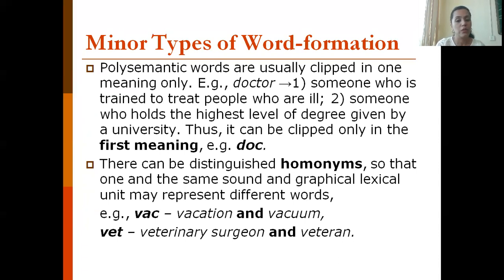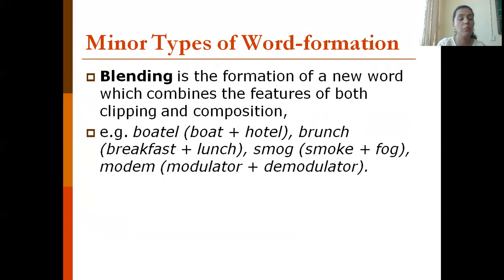There can be distinguished homonyms, so that one and the same sound and graphical lexical unit may represent different words. For example, vacation and vacuum, vet: veterinary surgeon and veterinarian. Blending is a formation of a new word which combines the features of both clipping and composition. For example, motel: motor and hotel; brunch: breakfast and lunch; smog: smoke and fog; modem: modulator, demodulator.